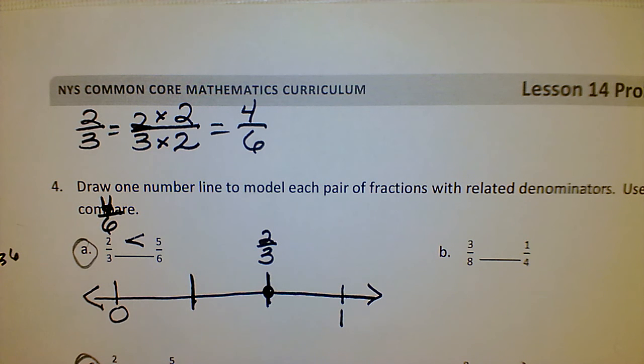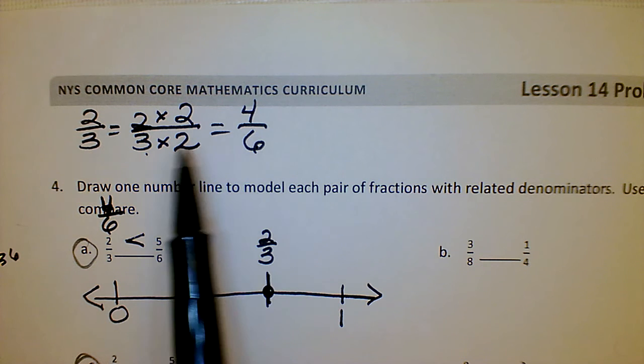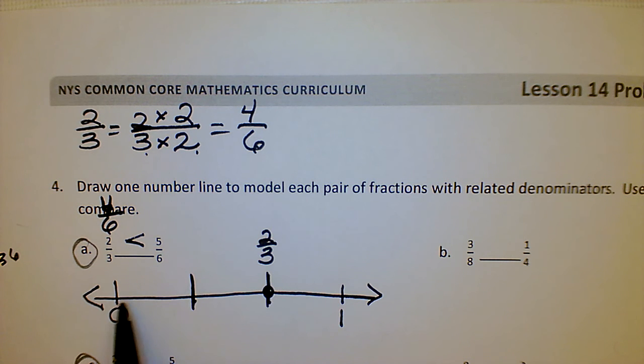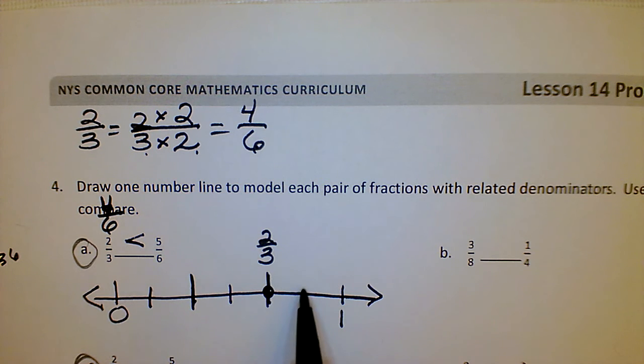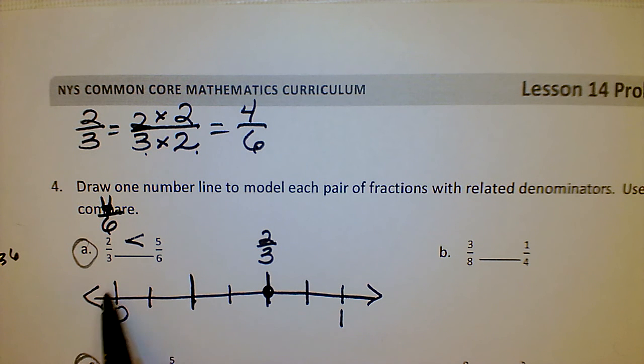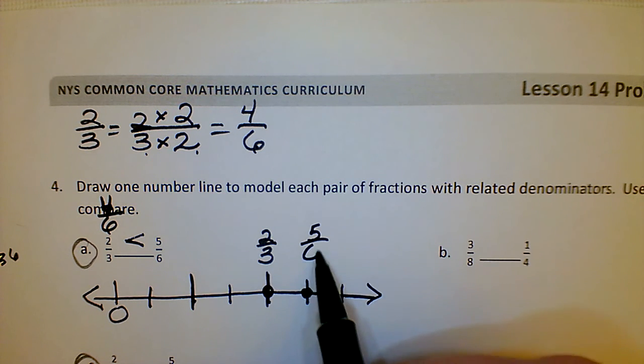So now I want to put 5/6 on there. Well, what I learned before was to turn my thirds into 6ths, I had to multiply by 2, which means I need to cut each one of these pieces into 2 pieces. And we've learned how to do that before when we were decomposing. So now I have 6ths. So now I would go 1, 2, 3, 4, 5. And this is where 5/6 goes.